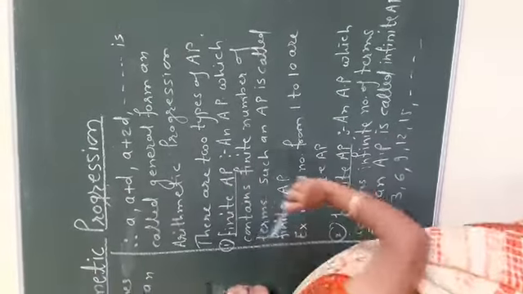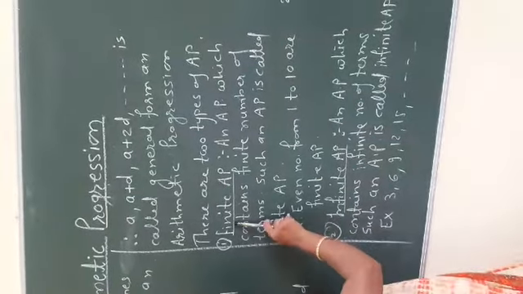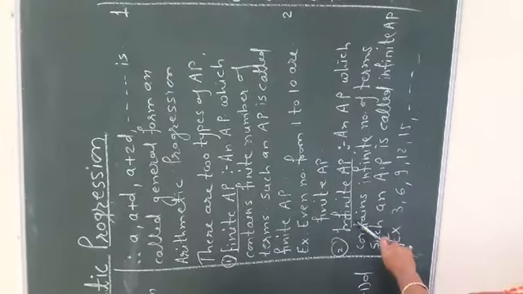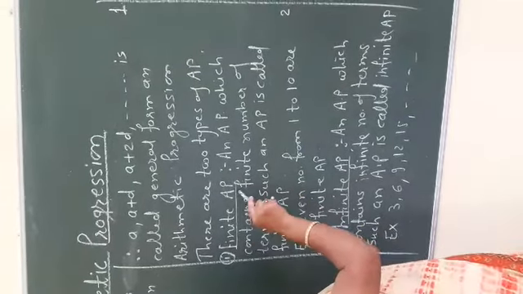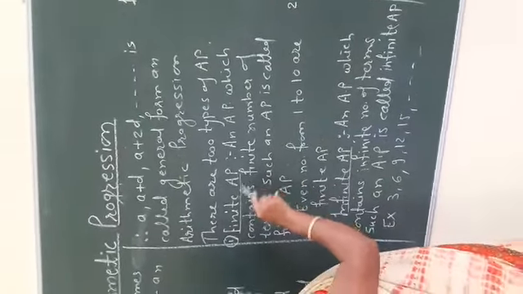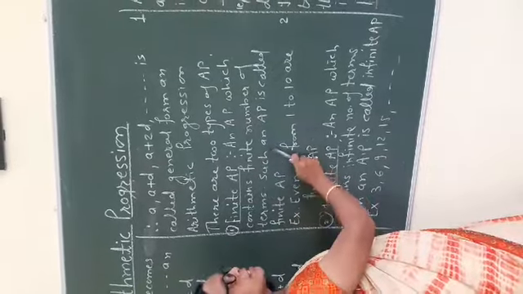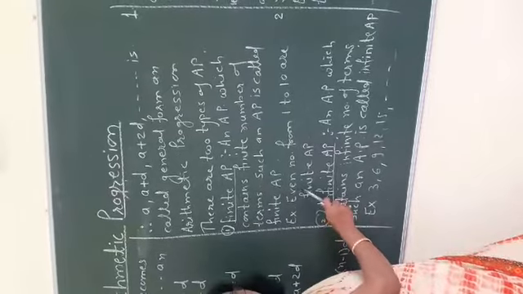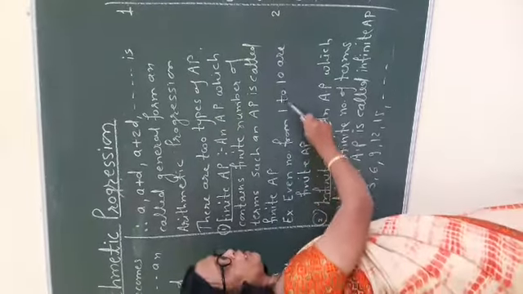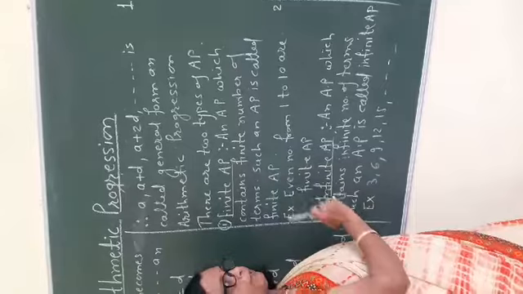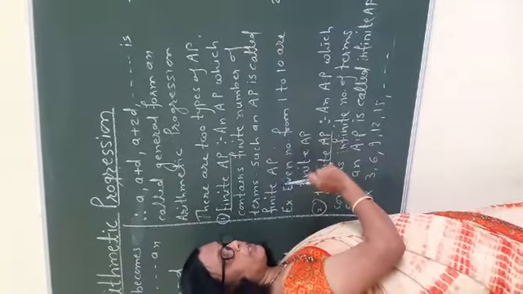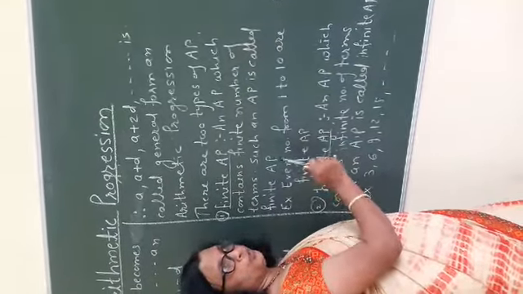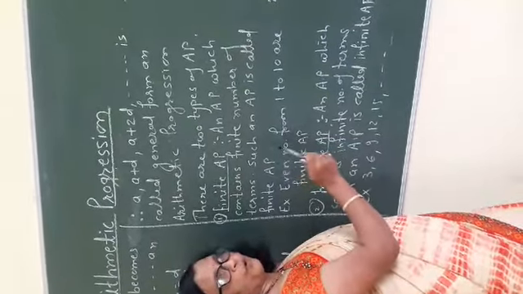There are two types of AP: finite AP and infinite AP. Then which arithmetic progression will we call finite? An AP which contains a finite number of terms, such an AP is called a finite AP. For example, the even numbers from 1 to 10 form a finite AP, because in this we get 2, 4, 6, 8 and 10.